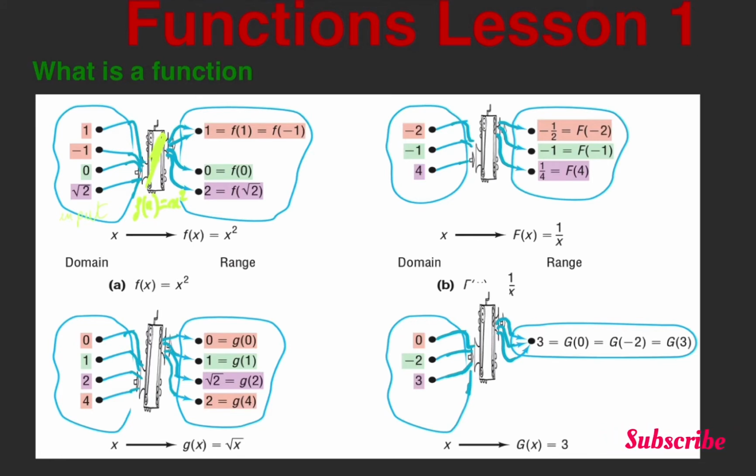For example, we take number 1, put it in the machine, and it gives you 1 squared, which is just 1. Take -1, pass it in the machine and it gives you 1, because -1 squared is just 1. Take 0, square it, it gives you 0. Take square root of 2, square it and it gives you 2. This is what a function does.